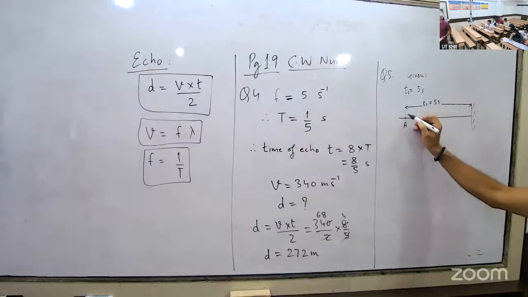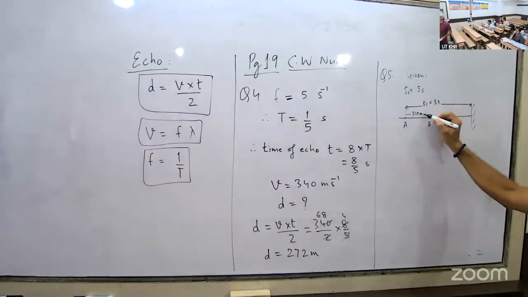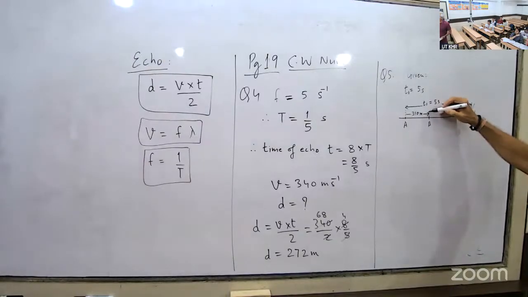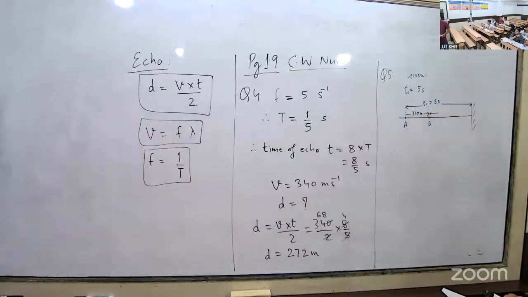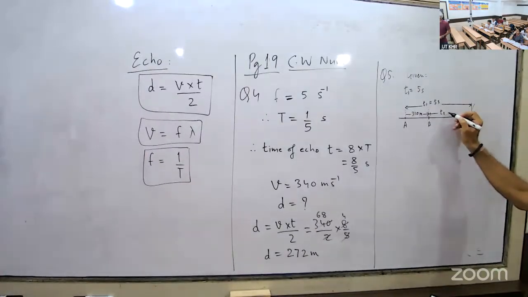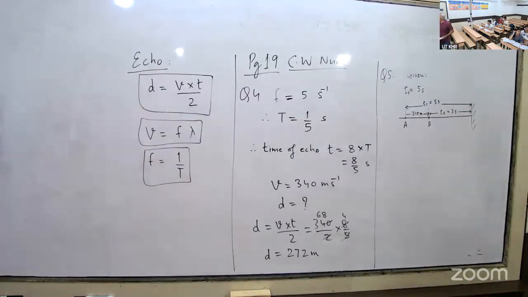Then he moves by 310 meters towards the hill and again fires the gun. This time he hears the echo after how many seconds? 3 seconds. So T2 is equal to 3 seconds. Okay, so what is the distance between the cliff and the observer?